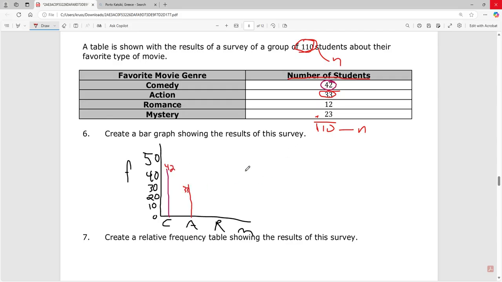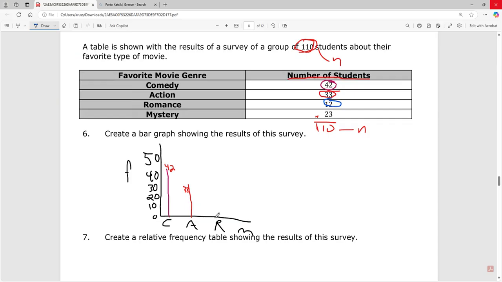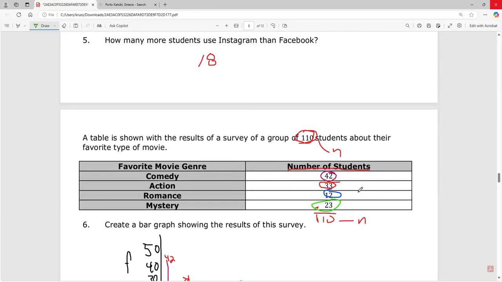Right, and then 12 for romance, I'll make this one blue. All right, so this is 12, right there. And then mystery is at 23. Make it green at 23, all the way up here, 23. Okay, so now we gotta create a relative frequency table showing these results. All right, so let's go ahead and do this.